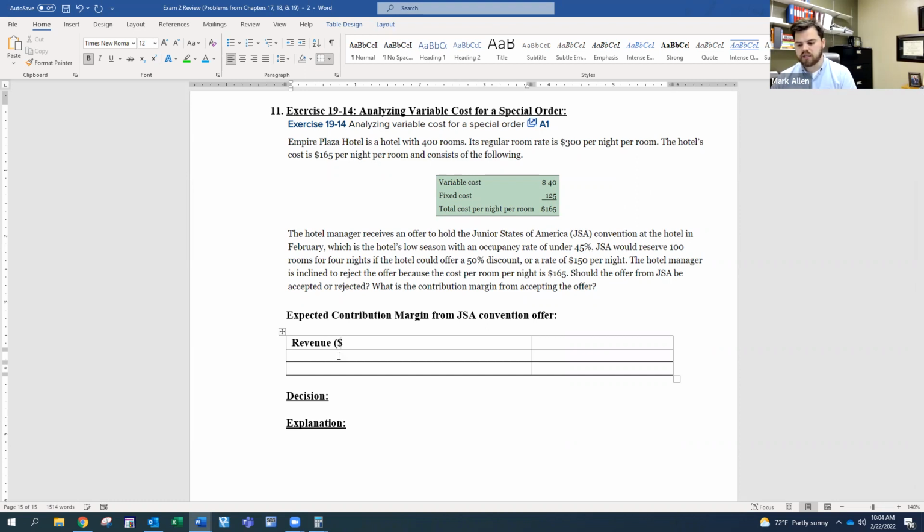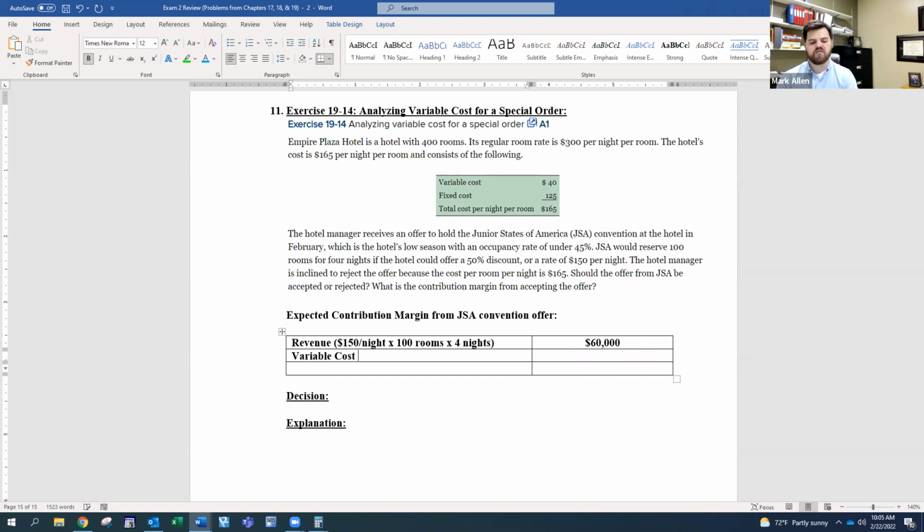If we accept this, we'll get $150 per night in revenue. We'll rent 100 rooms for 4 nights. And then everything will cancel except dollars, and we'll be left with revenue of $60,000. You say, well, that's great. $60,000 in revenue, of course, accept this. But maybe not, right? Maybe there's something else going on here.